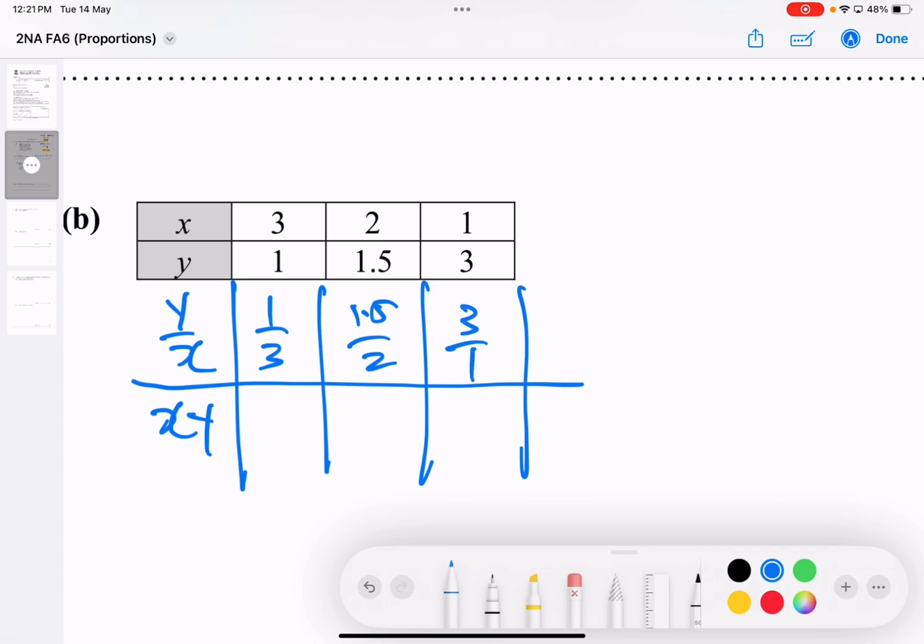Are they the same or not, ladies and gentlemen? No. So can I say that it is a constant? No, right? Let's try the other side.